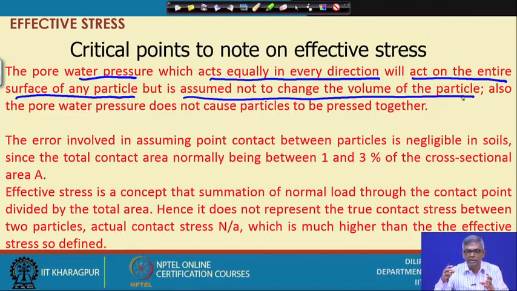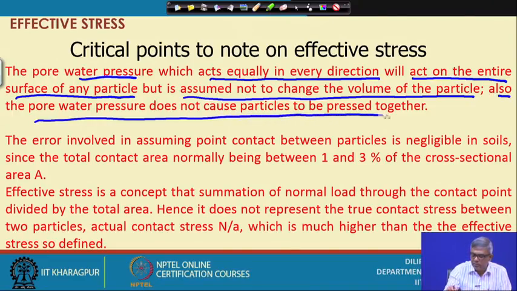So, when there is a pressure acting on a particle from all directions, we are assuming that it is not causing any volume change. When you apply pressure, there is supposed to be volume change, but in a static condition they are in equilibrium and not causing any volume change. That is the assumption. If you do not make this assumption, this cannot be developed. Also, the pore water pressure does not cause particles to be pressed together. Because of this pressure, they are not forced to come closer or go away in the static condition. That is another assumption.